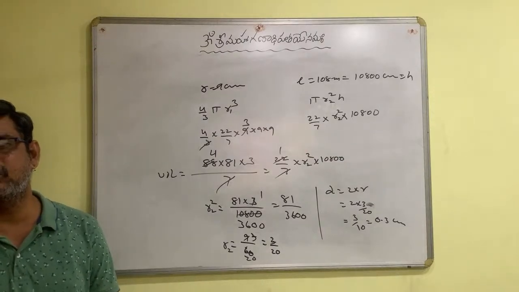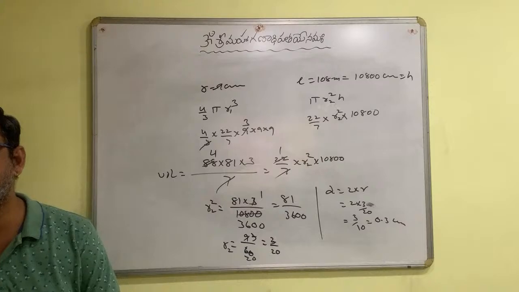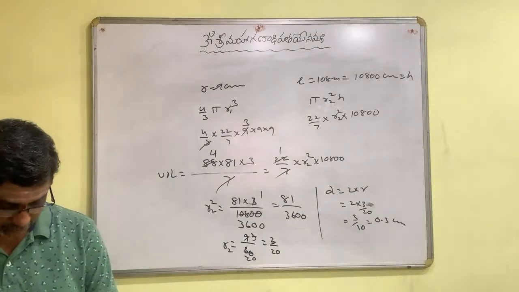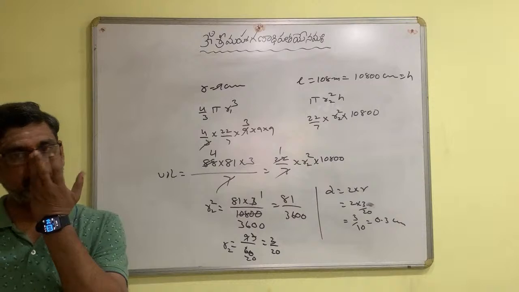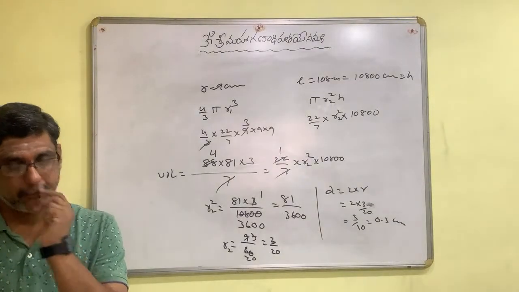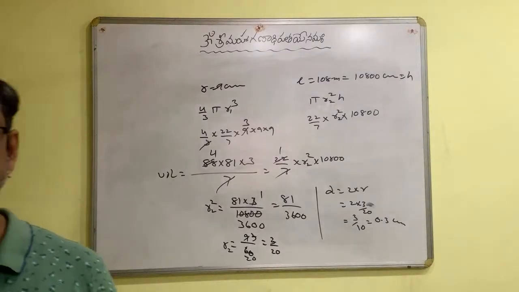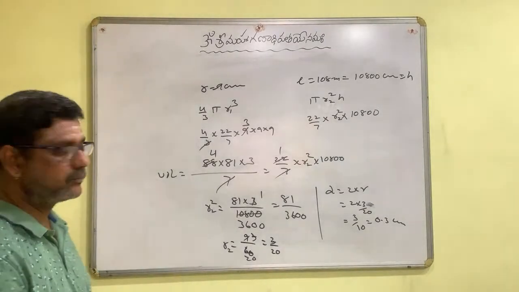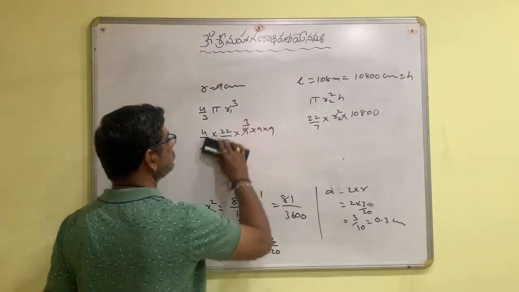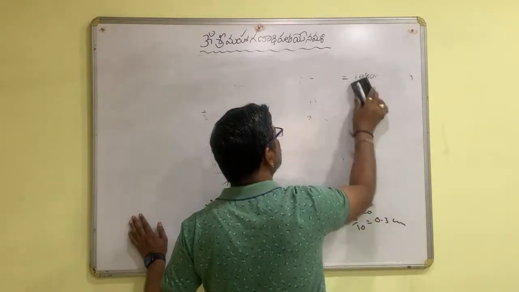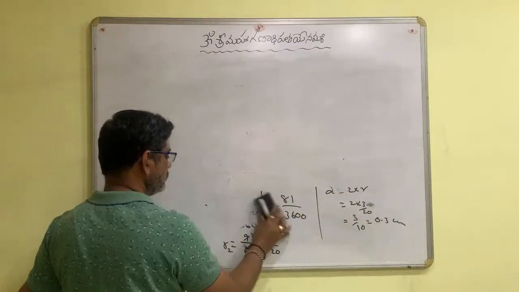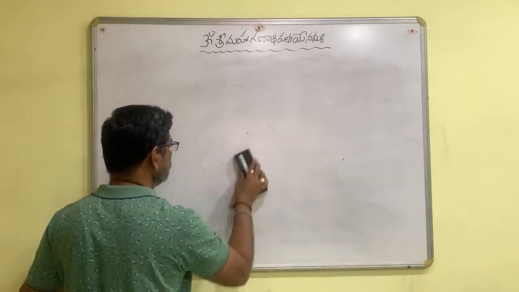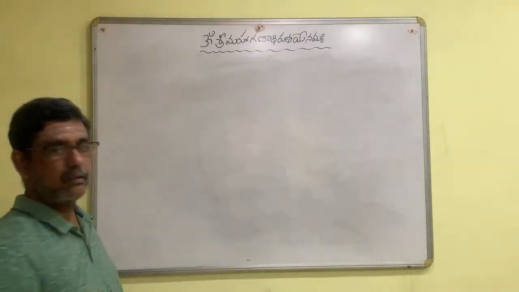How did we get 0.0225, Tanmay? Yeah, next question.